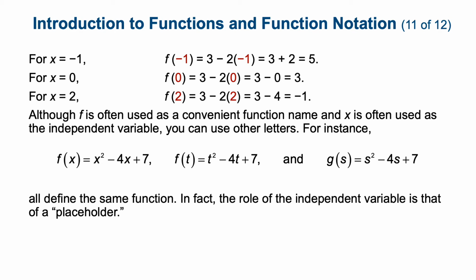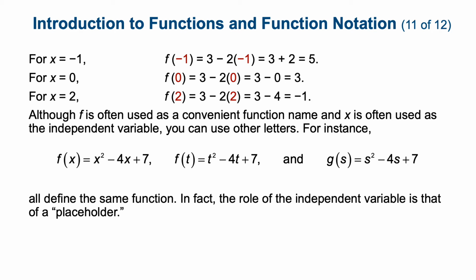Okay, so although f is often used as a convenient function name, and x is often used as the independent variable, of course you can use other letters. It could be called whatever you want. f of x is equal to x squared minus 4x plus 7. We could have called this f of t is equal to t squared minus 4t plus 7, and then g of s is equal to s squared minus 4s plus 7. If you notice carefully, these are all the same function, right? They all say the same thing.